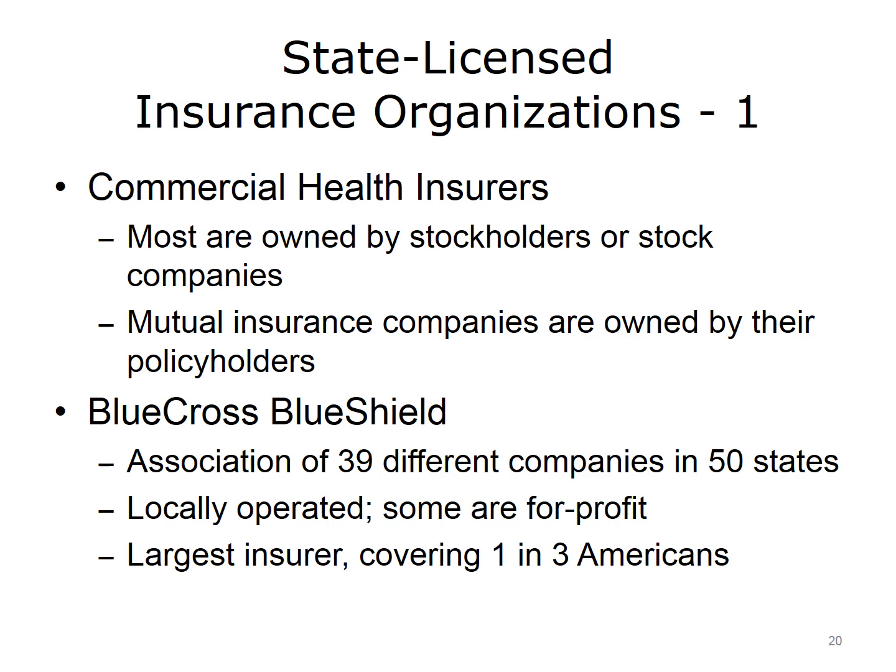Alternatively, these companies can be mutual insurance companies, which are owned by their policyholders. Blue Cross Blue Shield is a nationwide association of 39 independently operated companies. Originally, Blue Cross Blue Shield companies were not-for-profit organizations, but today some of them operate on a for-profit basis. Together, these companies are the nation's largest insurer, providing coverage for 1 in 3 Americans.